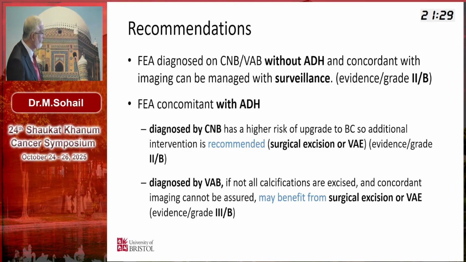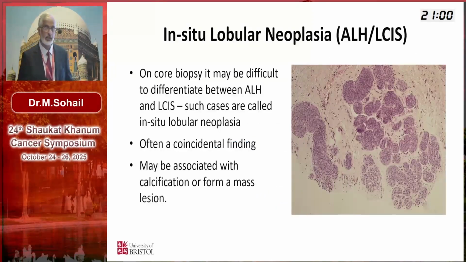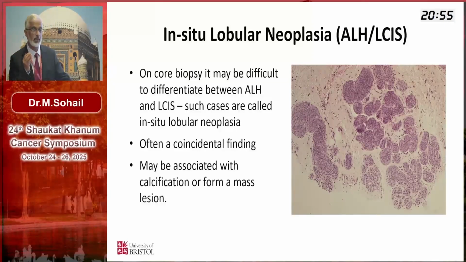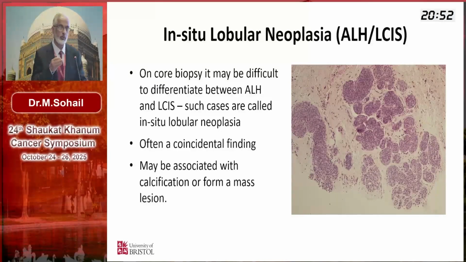But if it is diagnosed by VAB, and if not all calcification is excised, and there is discordance between the radiology and histology, then in that case, they say that you should do surgical excision or VAE, and the grade is 3B, which is the lower. Basically, what they are talking about is that they should be excised much more strongly. So as I said, most of these guidelines are more inclined towards excision, although they are less so. Obviously, they are gradually accepting that more and more women should be treated with VAE.